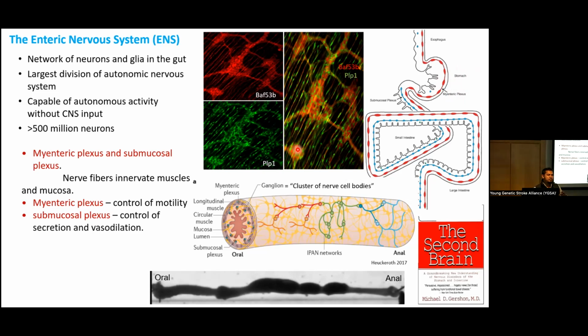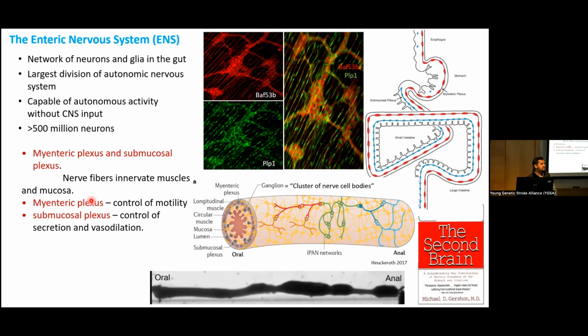These myenteric plexus neurons and submucosal plexus neurons can work independently without any intervention from the central nervous system. You see, there is a video on the bottom. This is the gut, particularly the distal colon, collected from a mouse, and it is in an organ bath. You can see it can contract and dilate without any influence from the central nervous system. The total number of neurons in the gut is more than 500 million, which is nearly the same number as in your spinal cord.